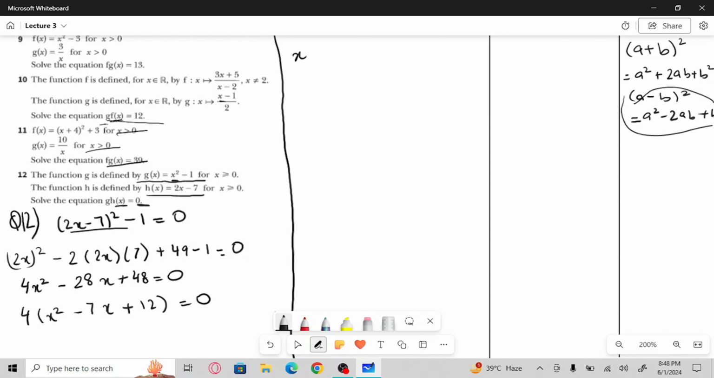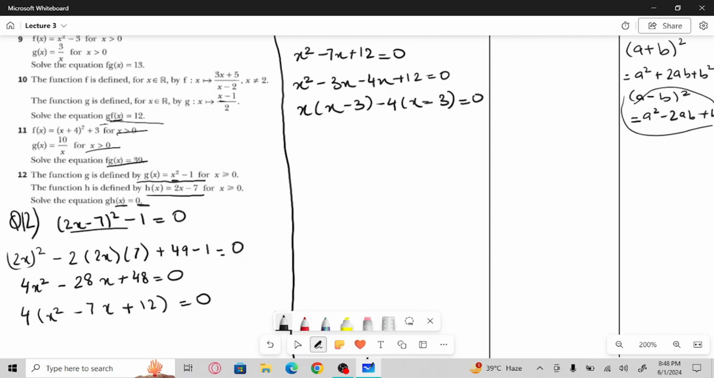And now again we are going to middle term break down this. My x squared minus 7x plus 12 is equal to 0 will be broken down as x squared minus 3x minus 4x plus 12 is equal to 0, which will be x minus 3, minus 4x. And the reason we are going to put minus here is because when this minus is multiplied by this, it will become a positive value. So minus 4x minus 3 is equal to 0.